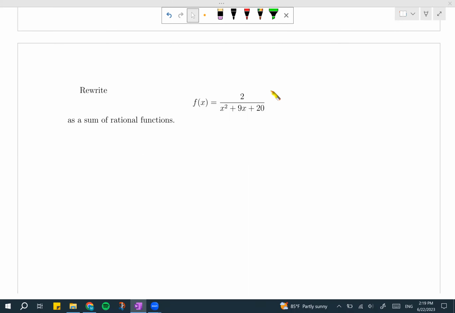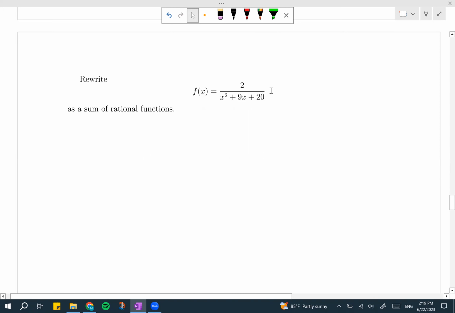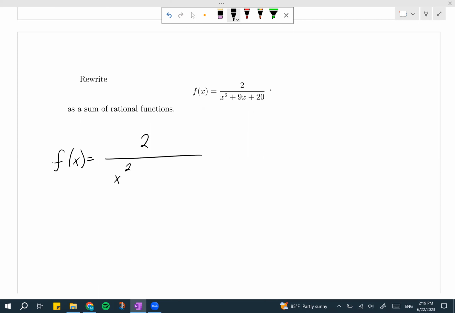Okay, so we've got this problem, and they want us to rewrite this function that they gave us as a sum of rational functions. All right, so the function they gave us is f of x is equal to 2 over x squared plus 9x plus 20.